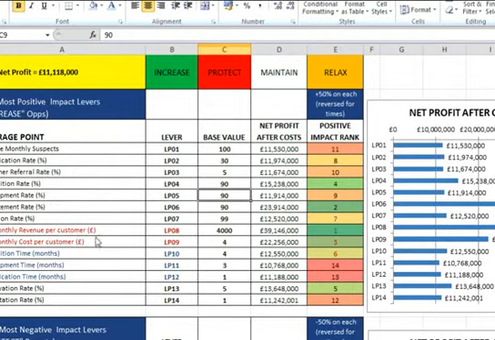But very interestingly there, if you look at management rate, you'll see if you push that up by 50%, you'll increase the revenue, the profit, from 11.2 million to nearly 24 million. So that's indicating the kind of things where you should be applying your resources to.